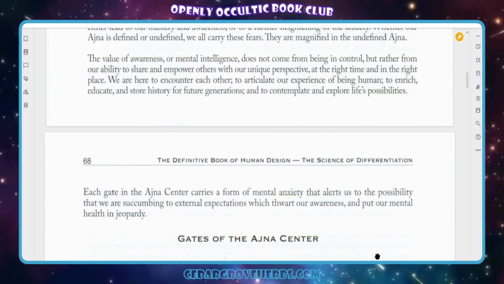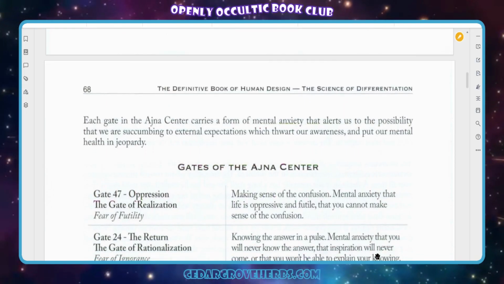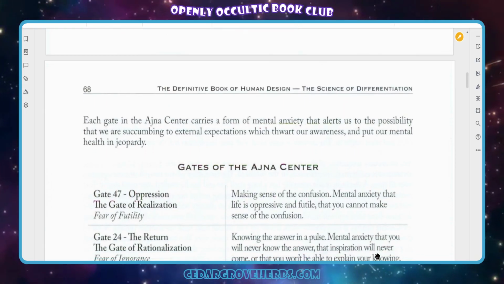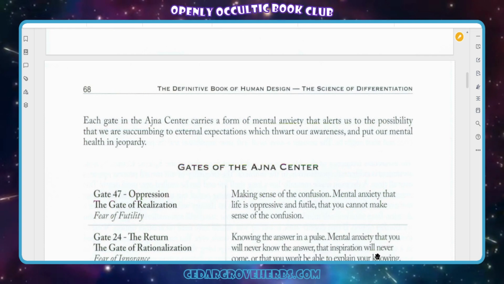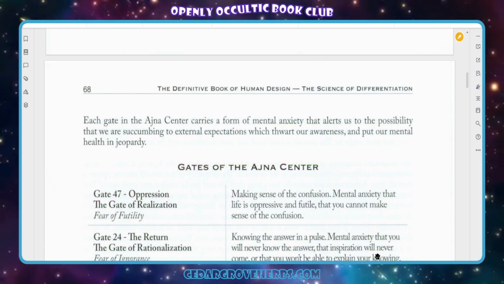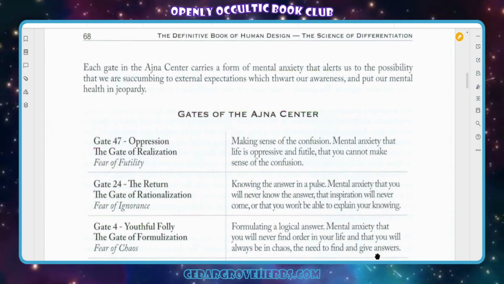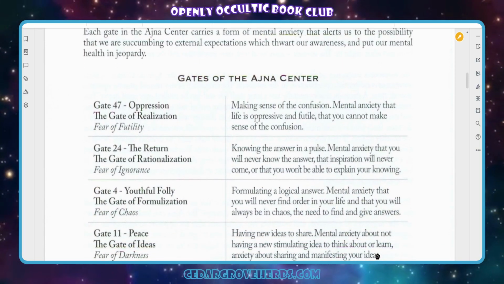Each gate in the Anjana Center carries a form of mental anxiety that alerts us to the possibility that we are succumbing to external expectations which thwart our awareness and put our mental health in jeopardy. So here are the gates of the Anja Center.